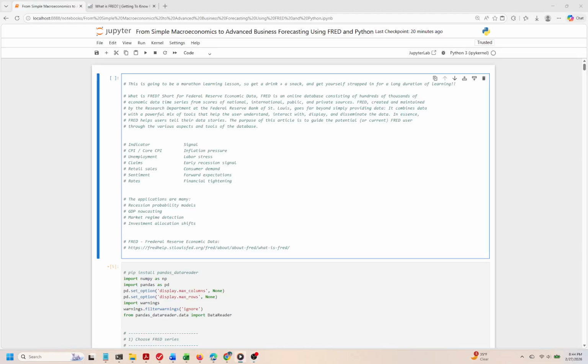Cell 1. In this cell, we're diving into FRED, which stands for the Federal Reserve Economic Data. FRED is an invaluable resource that provides access to an extensive collection of economic data, allowing users to analyze and visualize trends that can inform their decision-making. This platform offers tens of thousands of time series data points from a wide range of sources, both public and private, which can significantly enhance our understanding of economic conditions.